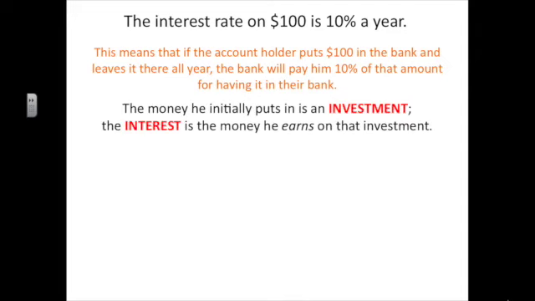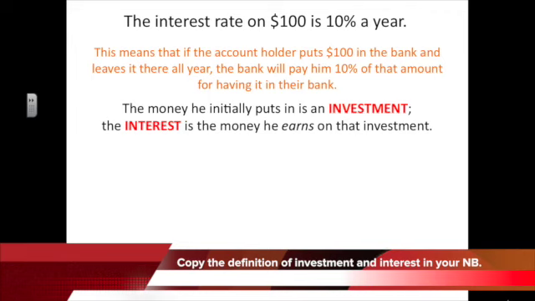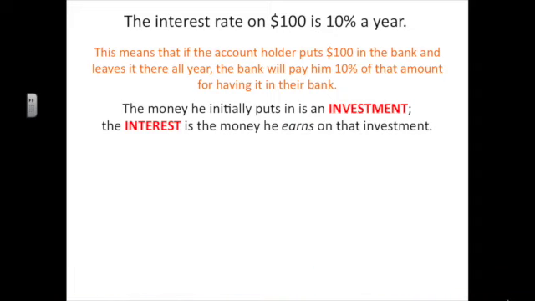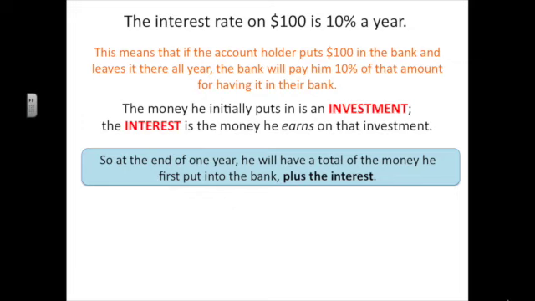The money he initially puts in is an investment. The interest is the money he earns on that investment. So in this situation, the investment or the initial amount of money put into the bank is $100. The interest is the 10% that he will earn on that $100. So at the end of 1 year, he will have a total of the money he first put into the bank plus the interest.